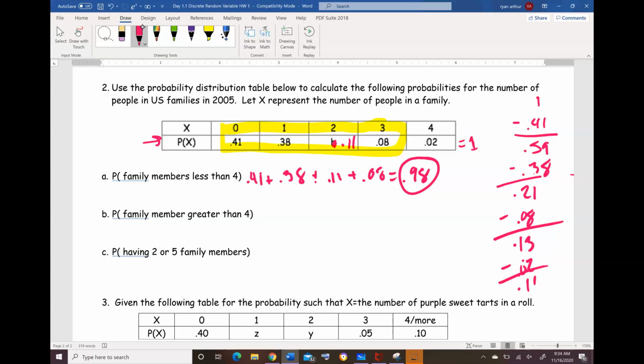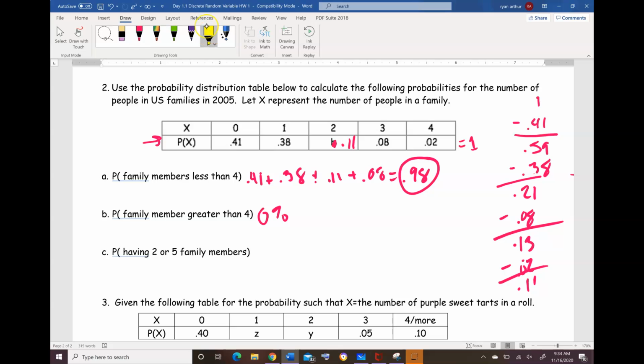Okay? All right, the next one says, what's the probability of a family member being greater than 4? Well, is there a number greater than 4 up here on this chart? There's not. So there is a 0% chance because there's not. It's just like saying if you want to roll a die of numbers 1 through 6, what's the probability of rolling a 7? Well, it's impossible. There's not a 7 on the die. So it would be a 0 probability, okay?